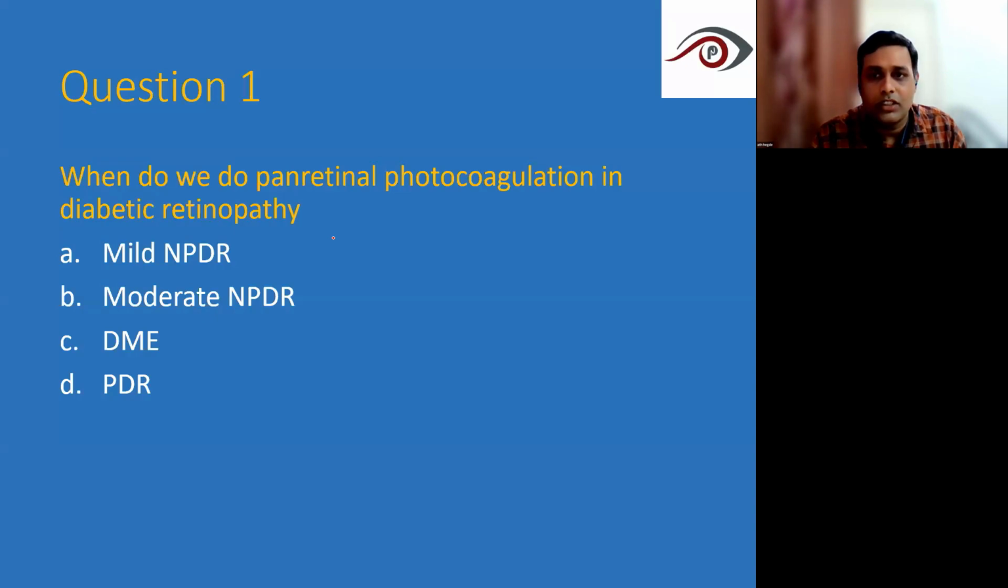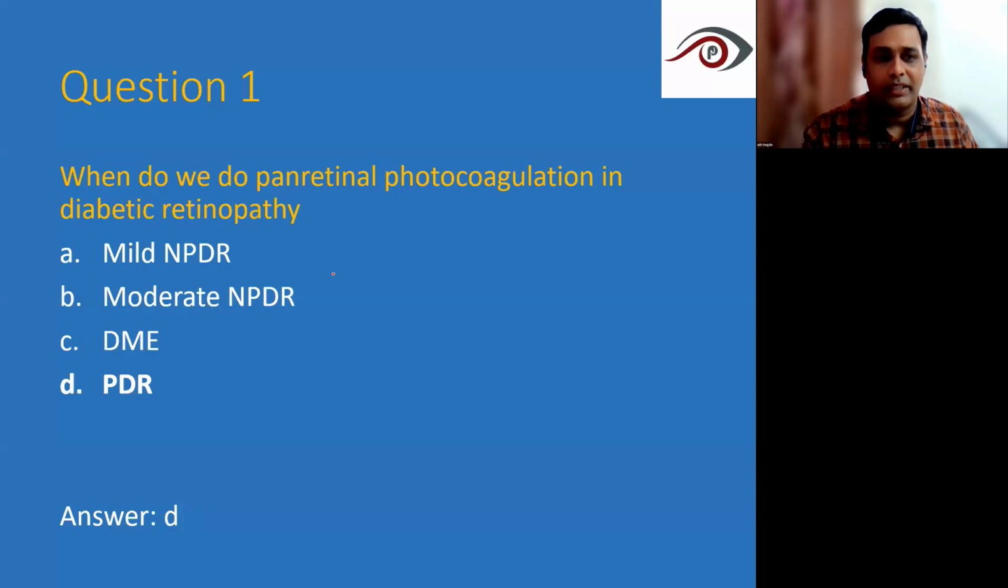So most of them have given the very good answer, saying this is proliferative diabetic retinopathy. Those who have answered mild and moderate NPDR, why won't we do the laser in those conditions? The answer is proliferative diabetic retinopathy. Correct. So we have to do a laser in cases where new blood vessels have developed.